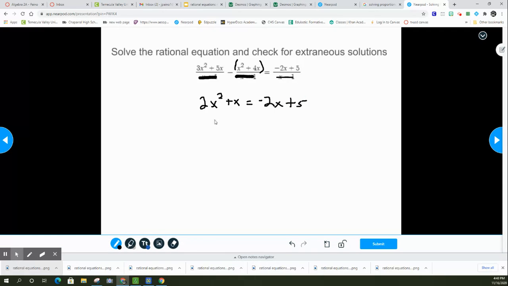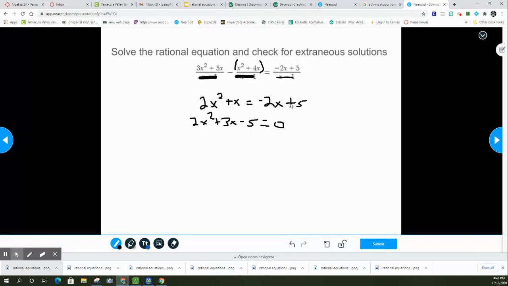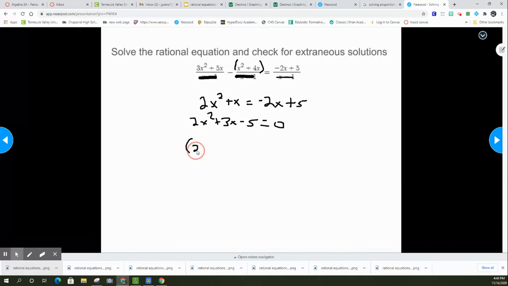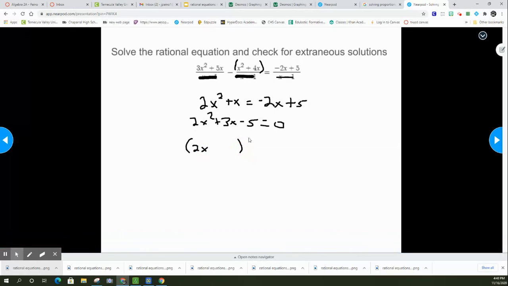Now it's a quadratic again, so I get it equal to 0. So I'm going to add 2x, that gives me 3x. I'm going to subtract 5, so that's minus 5 equals 0. So again, I'm not showing all my work in this video, but I'm just moving things to the other side, or I'm doing inverse operations. So I have a quadratic here, so I would like to try to factor that. Again, if you don't like that leading coefficient, you can use the quadratic formula. That will always work.